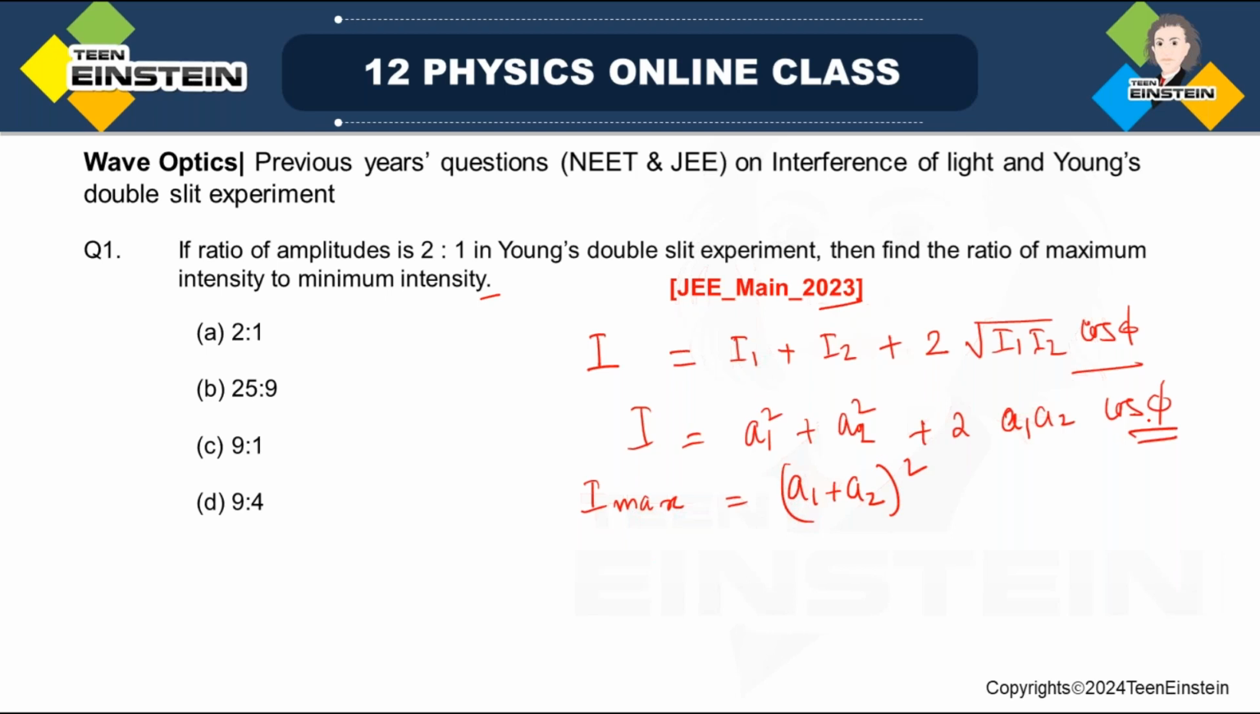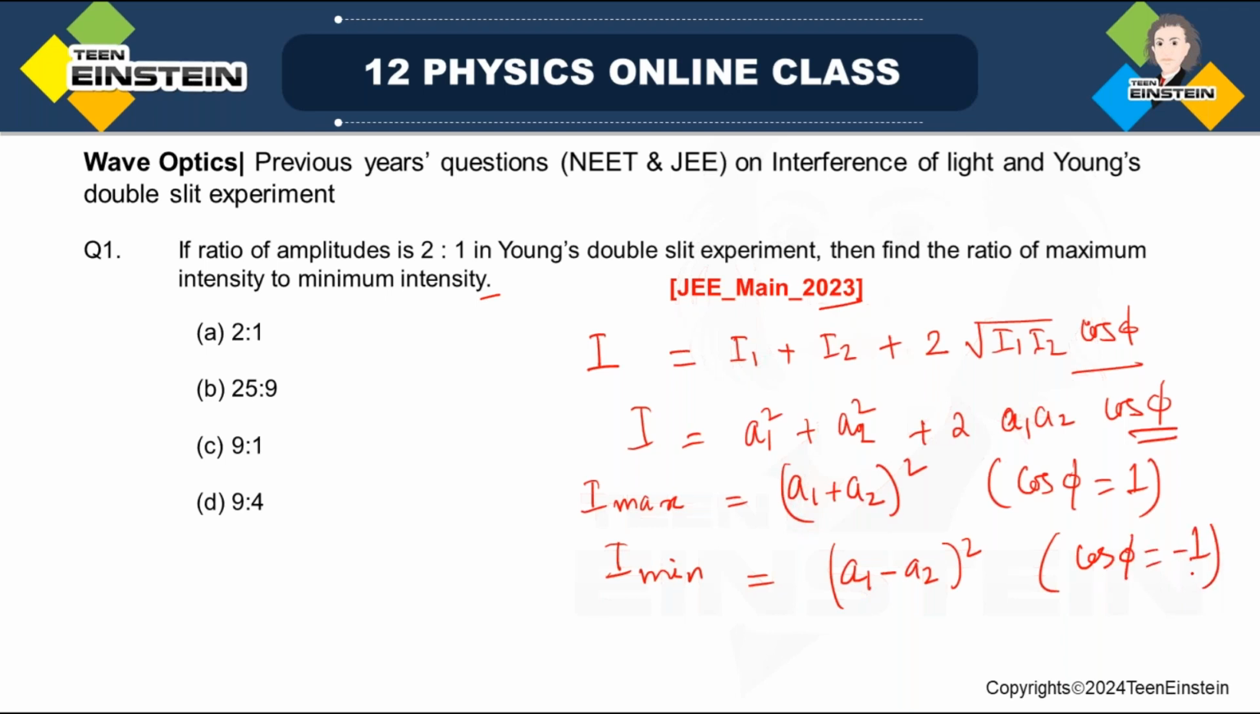Similarly, the intensity will be minimum when cos phi is equal to -1. So in case of minimum intensity, A1 minus A2 whole square. So we have got the expression for the maximum intensity in terms of amplitudes and minimum intensity in terms of amplitudes.